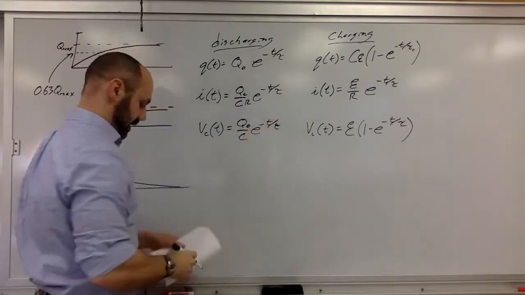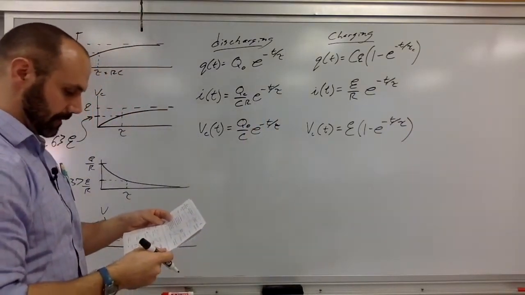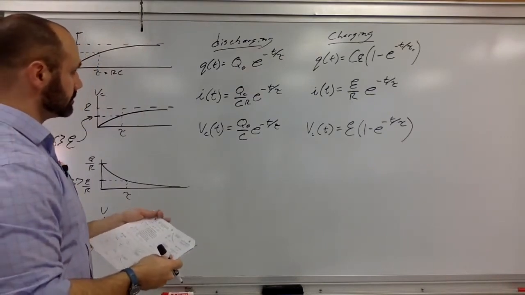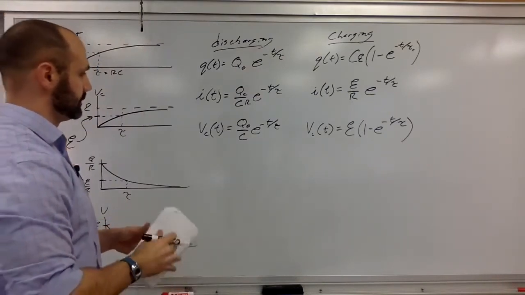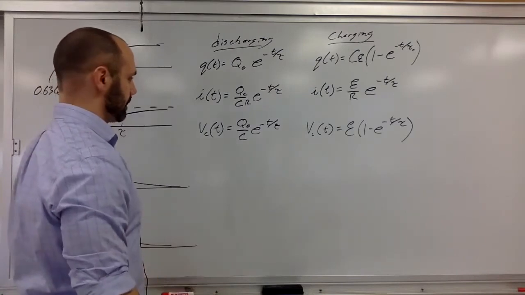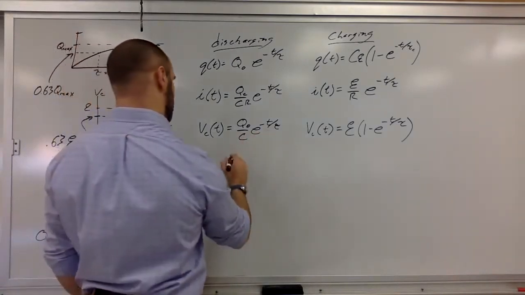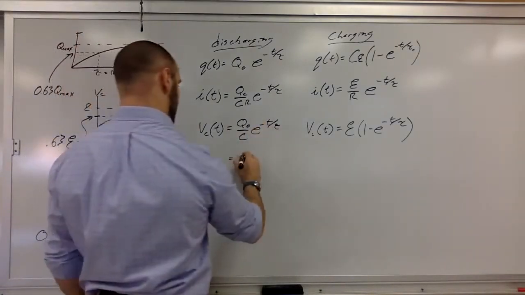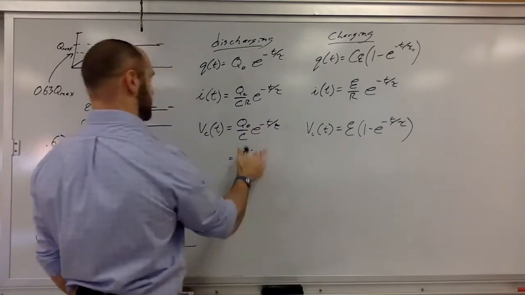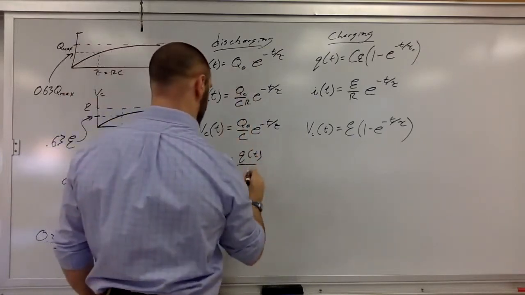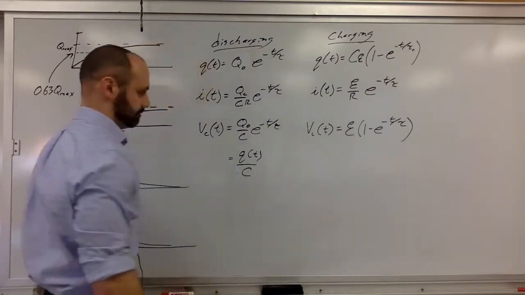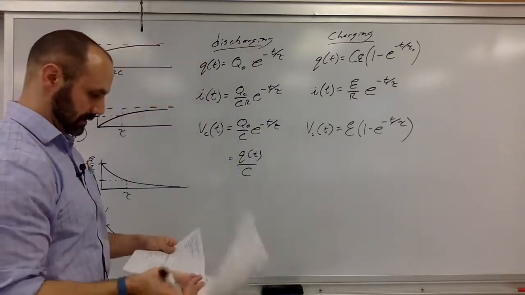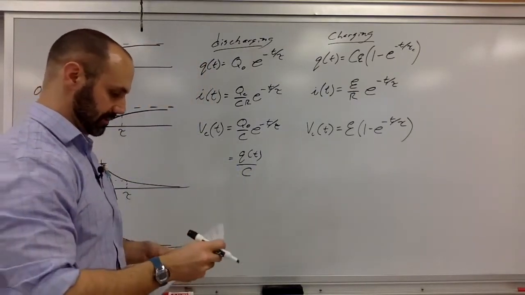This might not be in the packet, but it should be there. Well, this might not be there because in the packet it's this. Q is a function of time, so it's this function divided by C. Right. All right, so let's take a look at some examples.